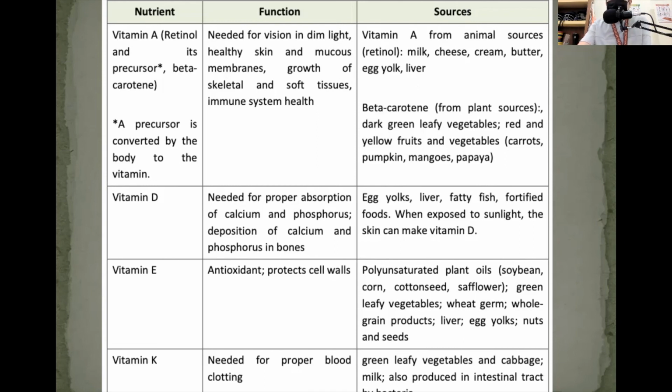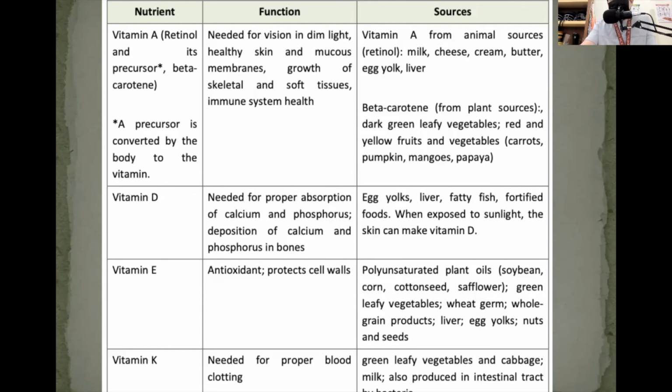Vitamin D is for the bones. When we are exposed to sunlight, the skin can make vitamin D. So it's advisable to take sunlight from 7 to 10 in the morning. That's the best time for us to get vitamin D from the sun.